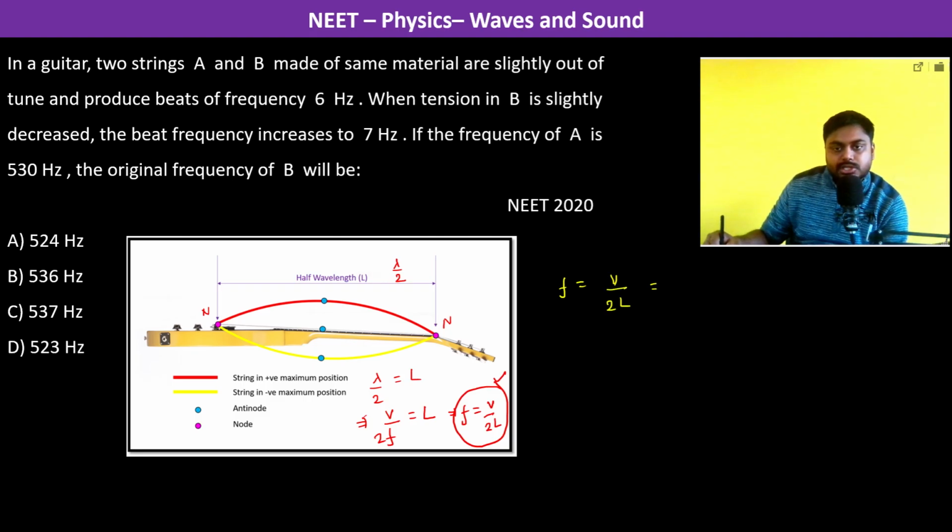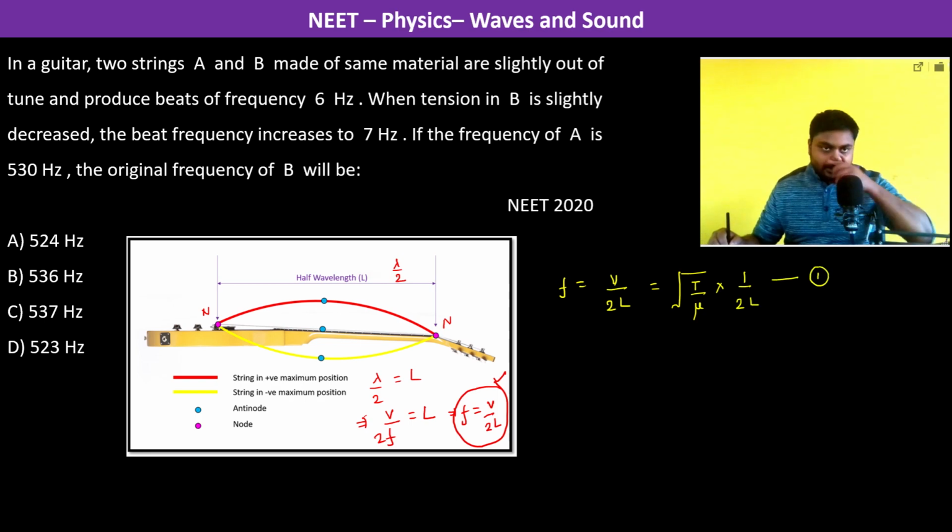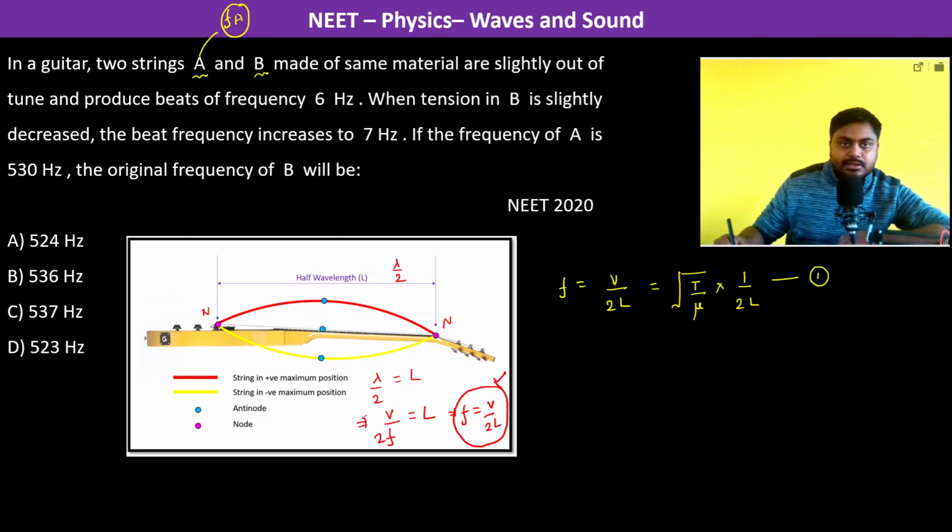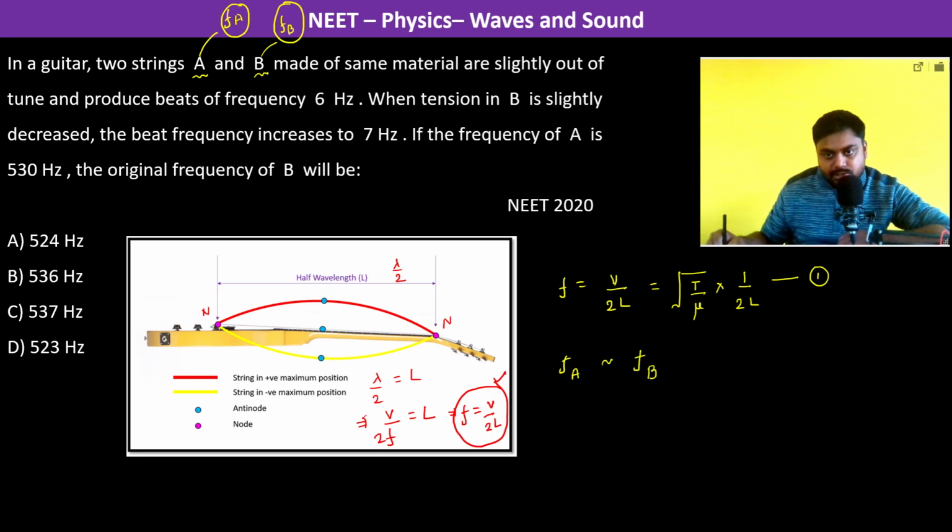Now the velocity is going to be root T by mu. So root T upon mu into 1 by 2L is going to be the frequency. Now there are two strings A and B. So let the frequency for A be FA and the frequency for B be FB. Now FA and FB have a difference of 6 Hz.